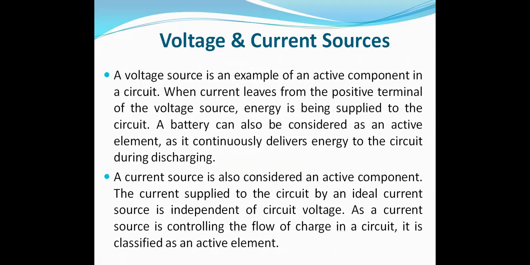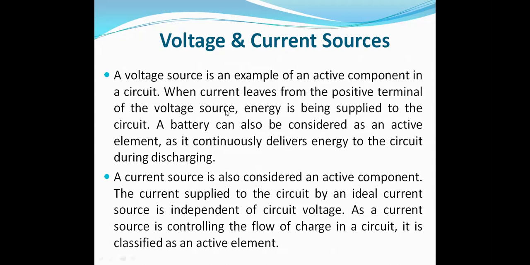And next, voltage and current sources. These voltage and current sources can leave the current from the positive terminal of the source, and the energy is supplied to the circuit so that the task can be performed. So if you take the voltage source or the current source, it has to supply some amount of charge. That is nothing but the flow of electrons in the connecting wires to the load. Load is nothing but the task which has to be performed in the circuit.